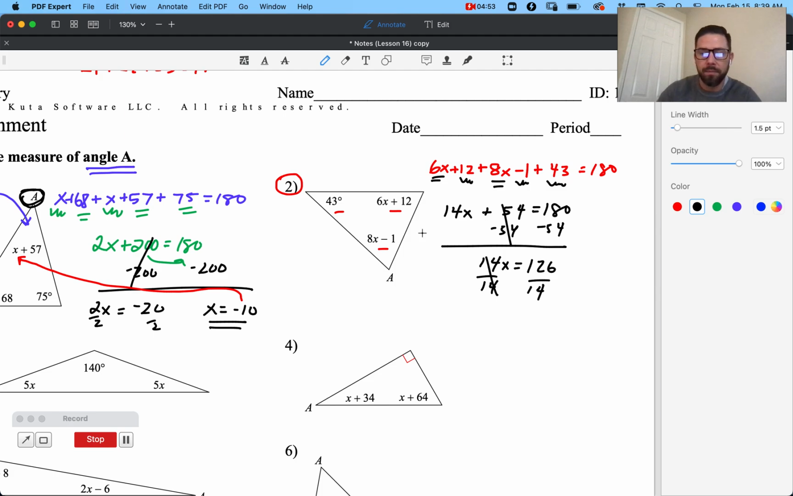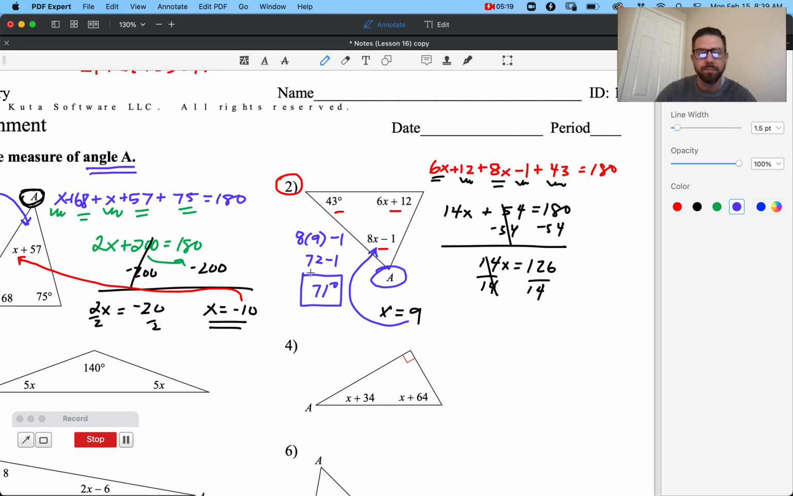And we get 9. Okay, x equals 9. And we're almost done because we have to substitute that back in for angle A. So this 9 comes in right here, and we have 8 times 9 minus 1. I think it's just 9 times 8, which is 72, minus 1. 72 minus 1 is 71 degrees. Okay?